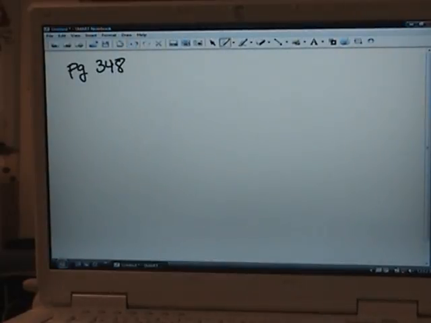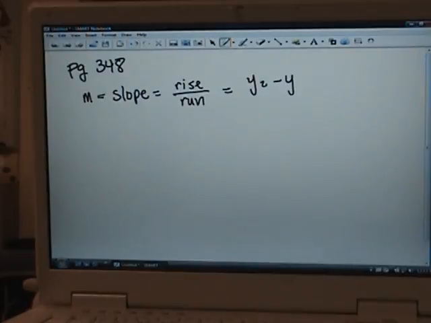Page 348. The slope of a line is a ratio that describes which way the line slants and how steep it is. M equals slope equals rise over run. And then they give us our ratio: y2 minus y1 over x2 minus x1.